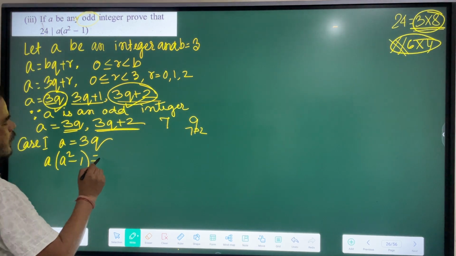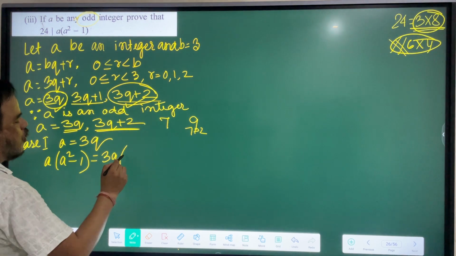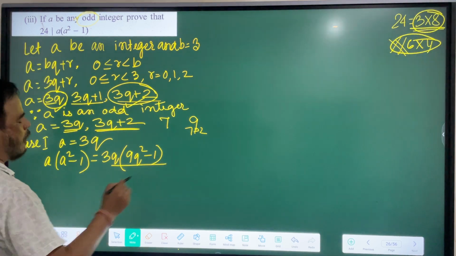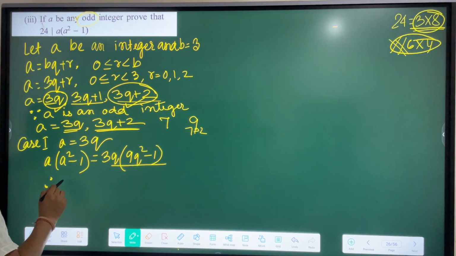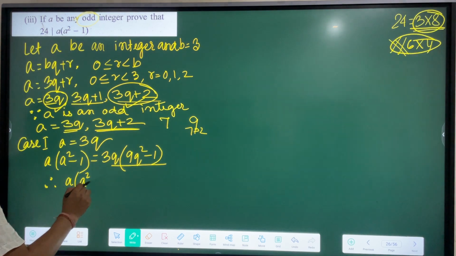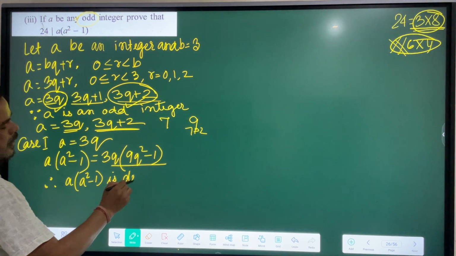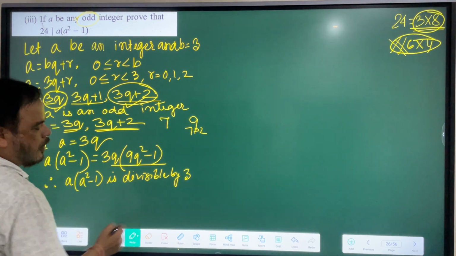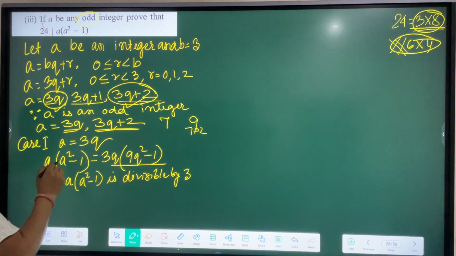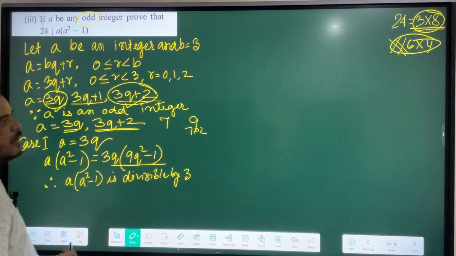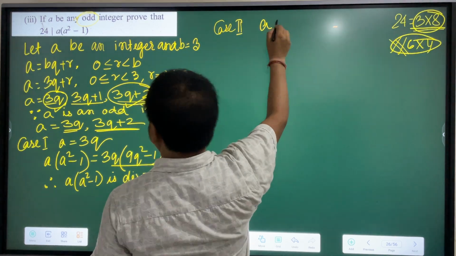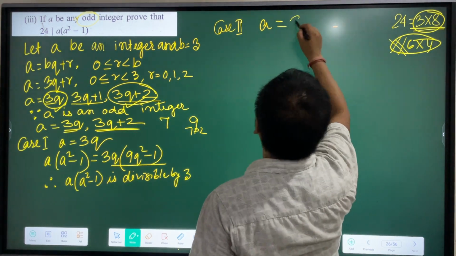Let us see now. 3q into 9q square. Directly I have written because it is 3 into something. So therefore a into a square minus 1 is divisible by 3, because a into a square minus 1 equals 3 into something. So case 2: a is equal to 3q plus 2.